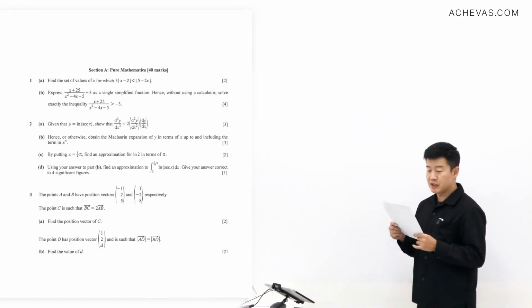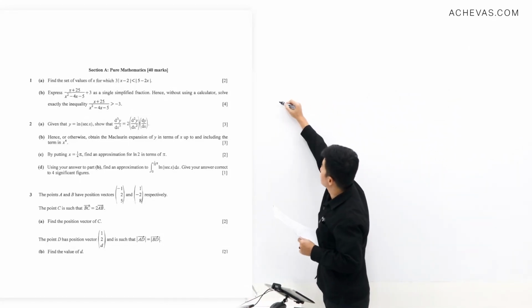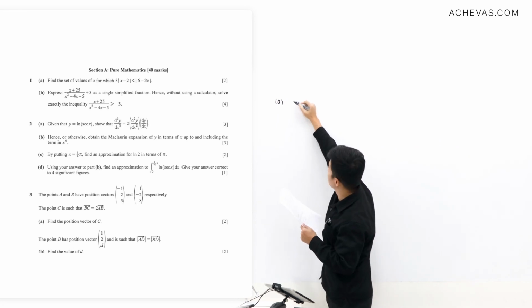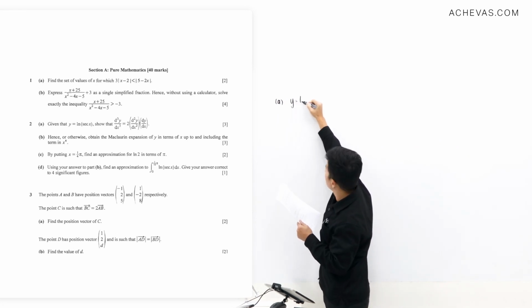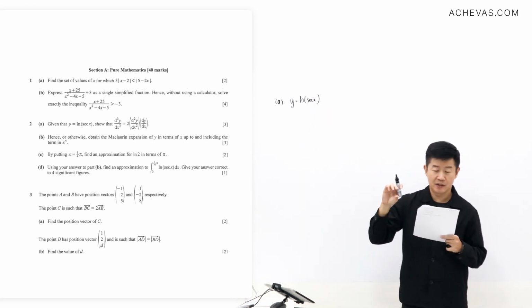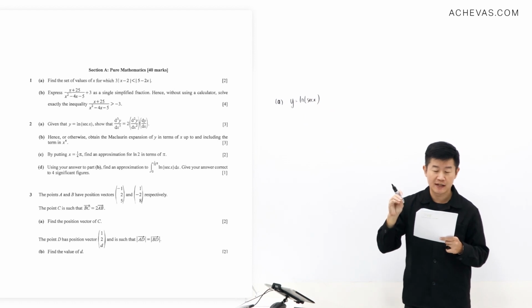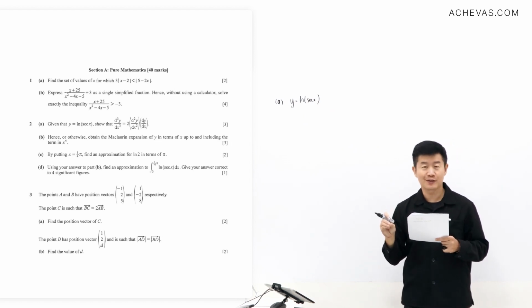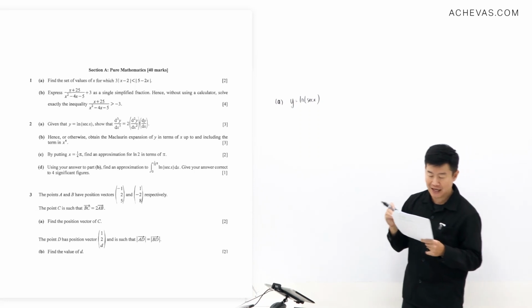Let's continue with question number 2. In part A of question number 2, we are given that y is equal to ln secant x, and we are going to try to show the expression that involves d cubed y dx cubed, d squared y dx squared, and dy dx.